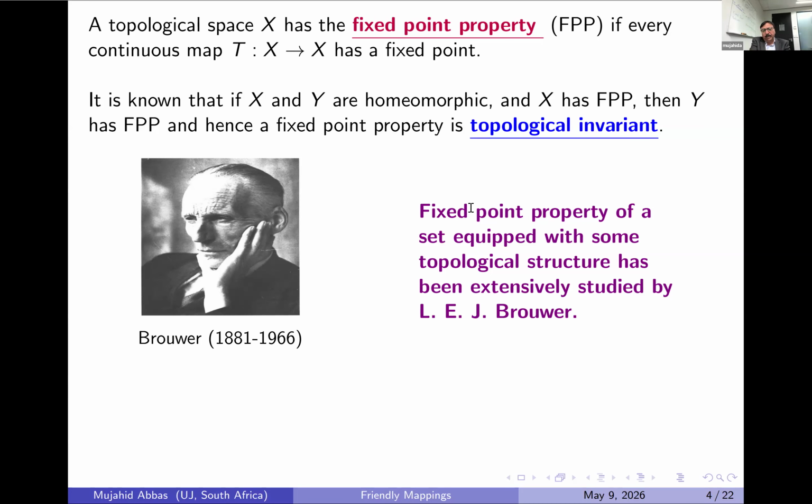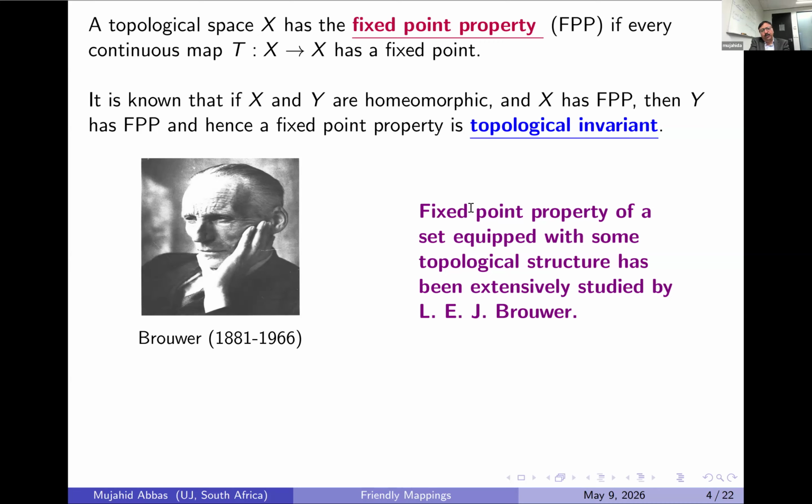Let me give you a very simple example. If you take the set of all real numbers and define a self map, which is a translation map, for instance f of x equal to x plus 1, this map is continuous. But this continuous map does not have a fixed point. So the moral of the story is that the set of all real numbers does not possess the fixed point property.